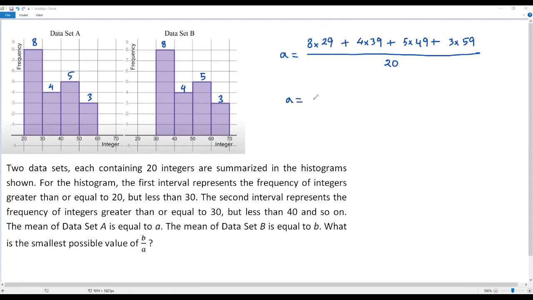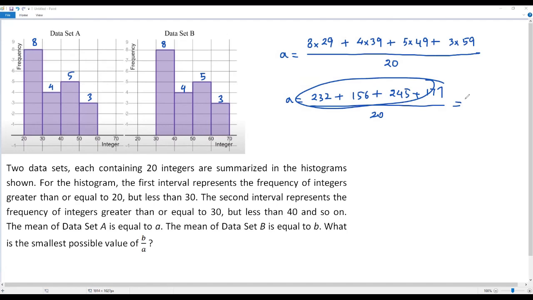Okay, now let's calculate the value of this one. 8 times 29 is 232, and 4 times 39 is 156, and 5 times 49 is 245, and here it's 177 divided by 20. Okay, now when I add all these values, I am getting 810, and here in denominator 20. Okay, here I got the mean of data set capital A, that is lowercase a. So the value of the lowercase a is 810 by 20. So in the same way, we have to get the value of the lowercase b, that is the mean of data set capital B over here.